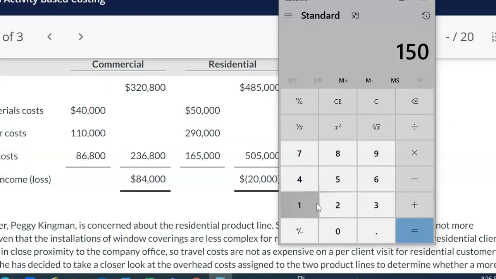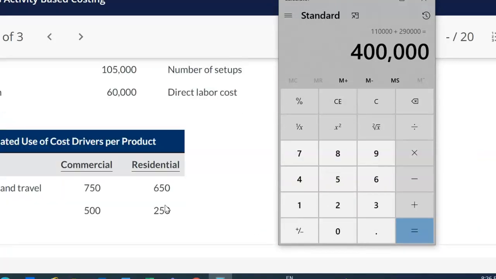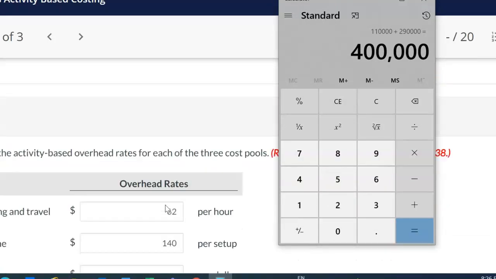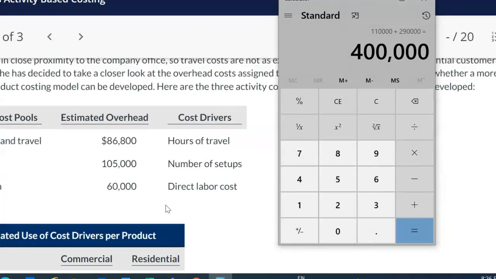Okay, the direct labor costs are 110 plus 290. So that's 400,000. Now go down, and how much was supervisory cost? Six, go down. No, no, up. Six, okay. 60,000. So that's the cost.